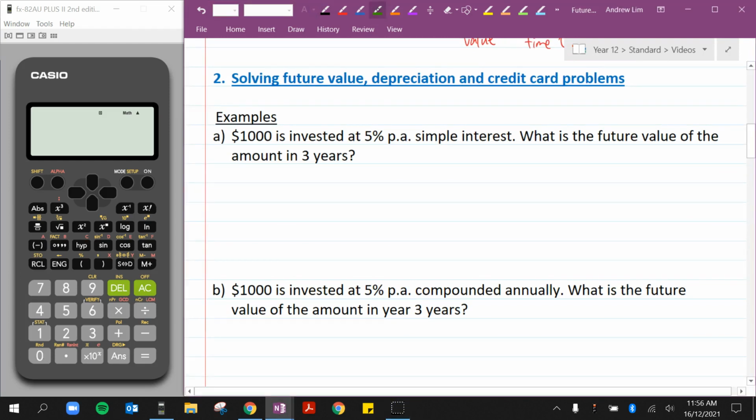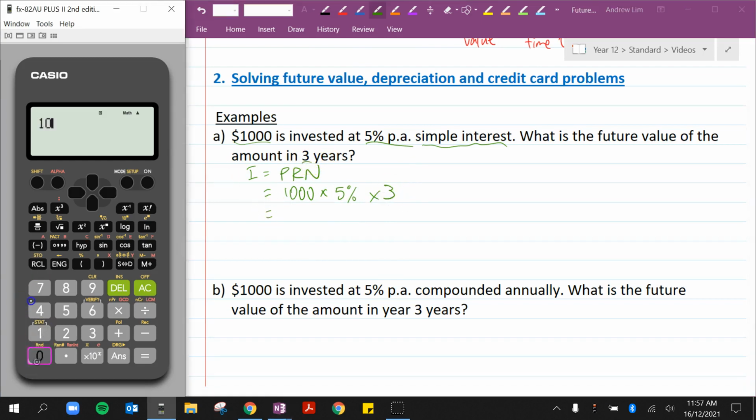Example A. $1,000 is invested at 5% per annum simple interest. What is the future value of the amount in 3 years? Now this says simple interest, so I need to use that simple interest formula. I is equal to PRN. Well, $1,000 is the amount invested, that's the principal. The rate is 5% per annum. And the number of years is 3.